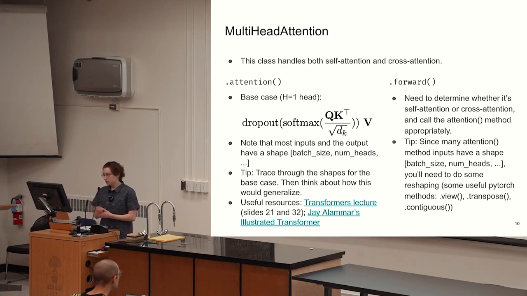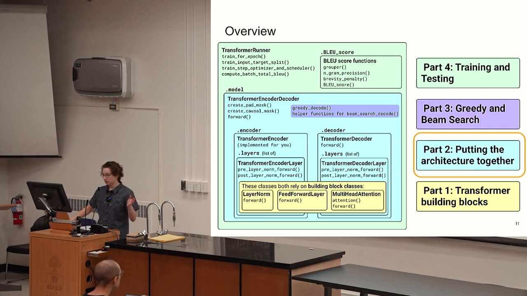And the other method you need to implement is the forward method. The main things you need to do in implementing that are determining whether it's self-attention or cross-attention, and then appropriately calling the attention method. One thing that might be a little tricky here is some of the reshaping. So I pointed to a couple of PyTorch methods; if you're not super familiar with PyTorch, these pointers might be helpful, and if you are familiar with PyTorch, then you can just not worry about it. Okay, so that's for the multi-head attention.